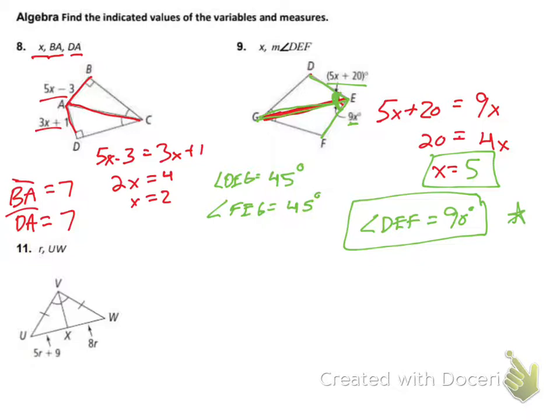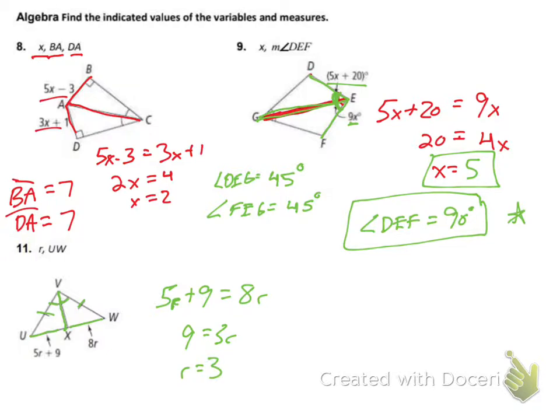All right, 11. Okay, so I have an angle bisector here, right? Because it cuts this angle is equal to this angle. So this segment is going to be equal to this segment because this line is equal to this line, all that good stuff. So 5r plus 9 is equal to 8r. I'm just setting those two segments, UX and XW, equal to each other. So that's an r, not a c. So then I would just minus the 5r over, so 9 is equal to 3r. So then r is equal to 3.